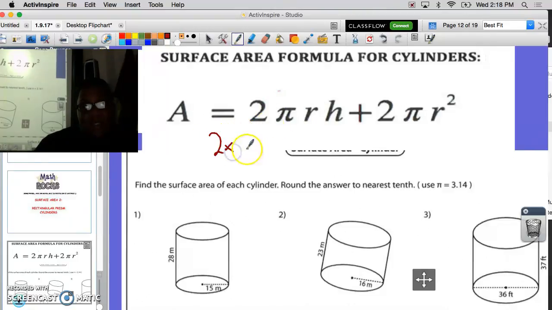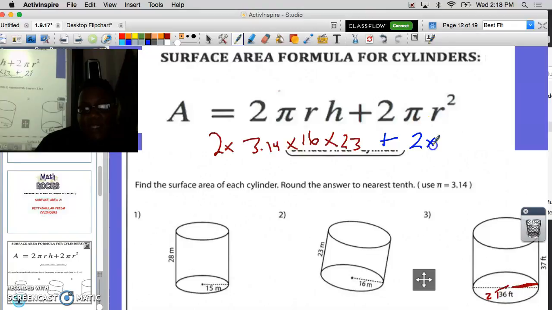2 times pi times the radius. And this one did give us the radius, 16, because remember, halfway means radius. If it was this, that's diameter, and all you would do is divide by 2 in order to figure out what the halfway mark is. But this one gave us the radius already, so we just bring it up. So times 16 times the height, which is 23. And then I'm going to add that with the second half of the formula.